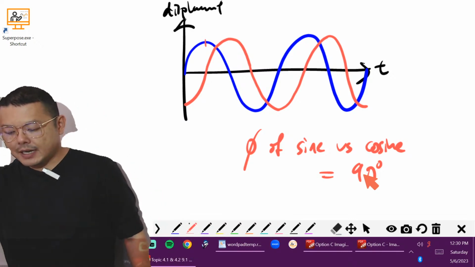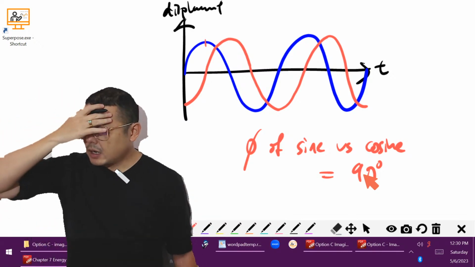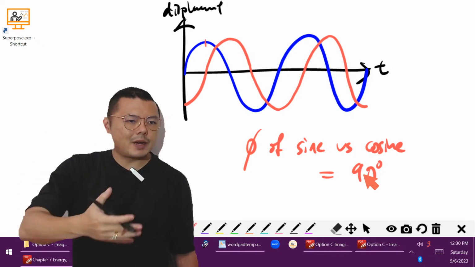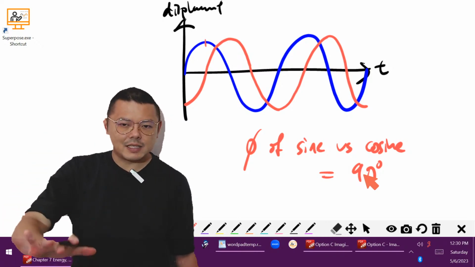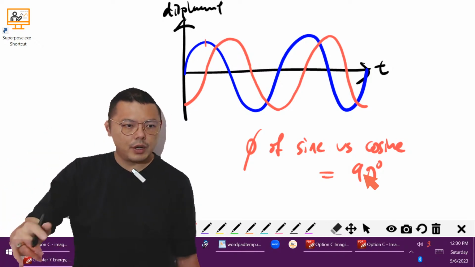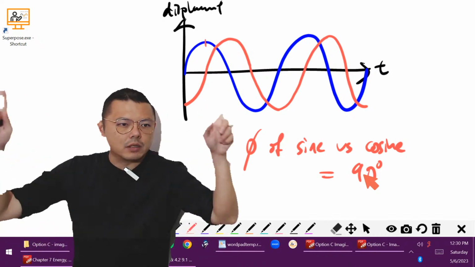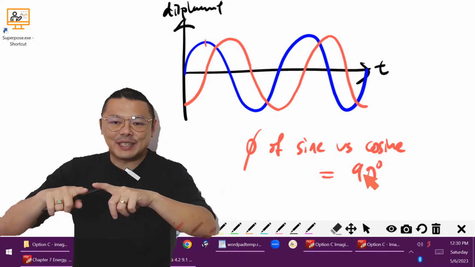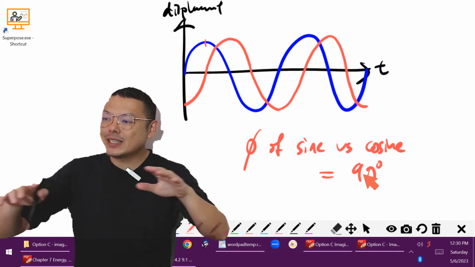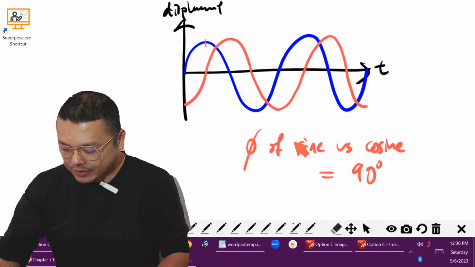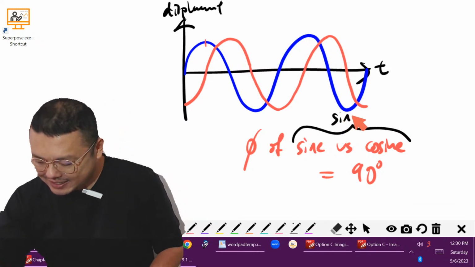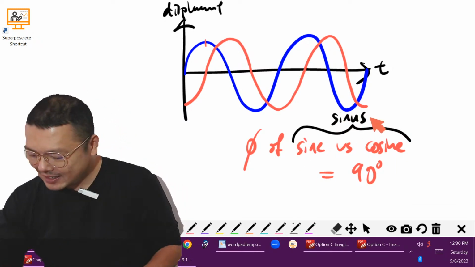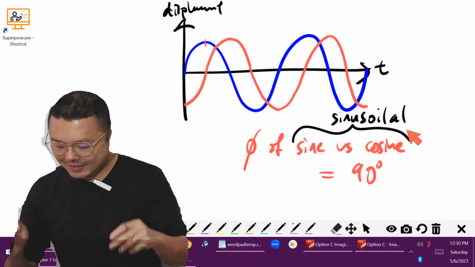Phase difference between sine and cosine. Okay. Now, a sine wave is a sine wave, a cosine wave is a cosine wave. I think you all understand this, but I want you all to know this also. When we use the word sinusoidal, the word sinusoidal is a blanket term for both sine and cosine.